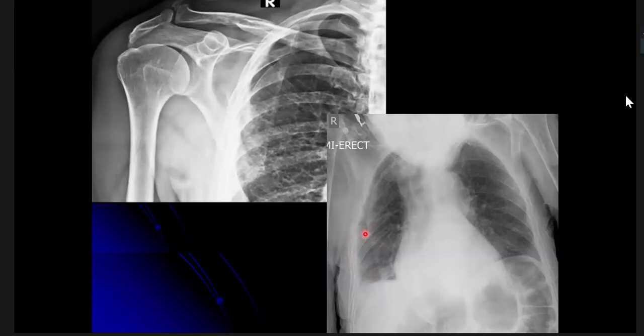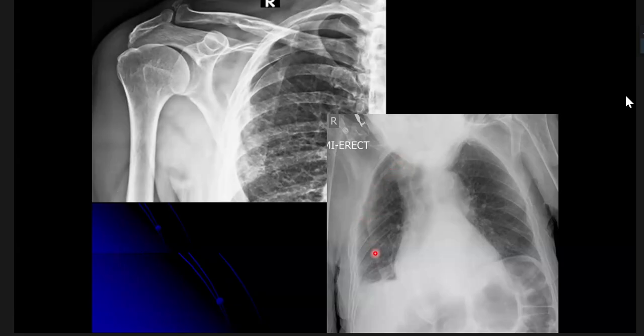Sir, there is blunting of the right CP angle with homogeneous opacity in the right lower zone. Correct. Fine. What I mean to say is, about this line, are you able to see bronchovascular markings in this region? Yes, sir, I'm able to see. So the presence of bronchovascular markings beyond what you are feeling as a pleural line will rule out pneumothorax. The most specific sign of pneumothorax on a chest X-ray is the absence of bronchovascular markings.